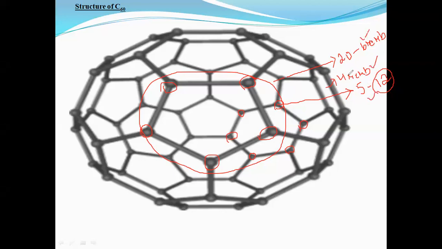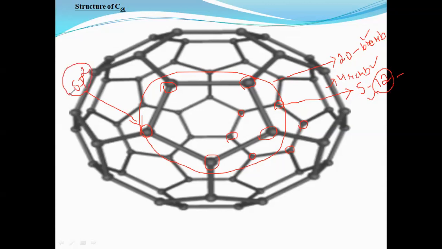The 4-member ring systems are few in number, and the 5-member ring systems are known to be 12. There are 12 pentagonal rings and 20 hexagonal rings, that is, 12 5-member rings and 20 6-member rings. Each of the 60 carbons in C60 is linked together, and each carbon has sp2 hybridization.